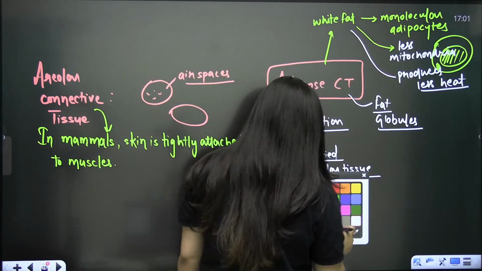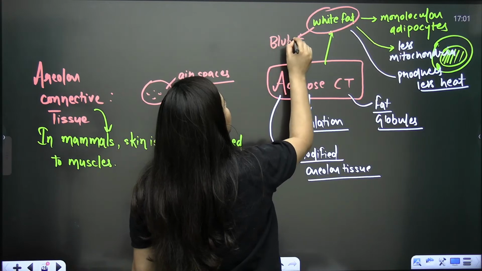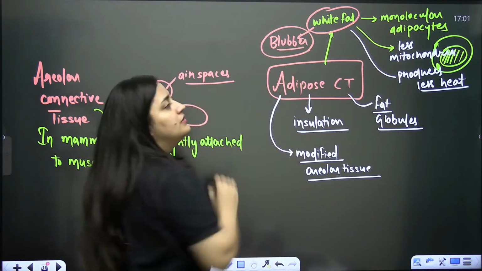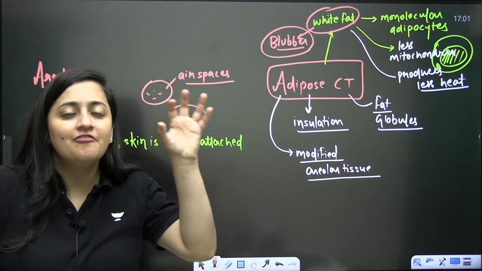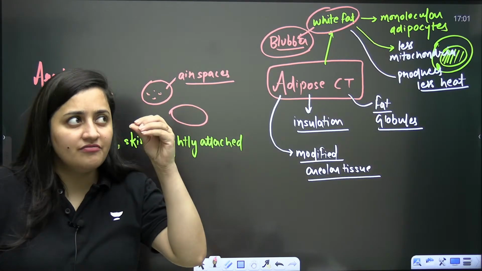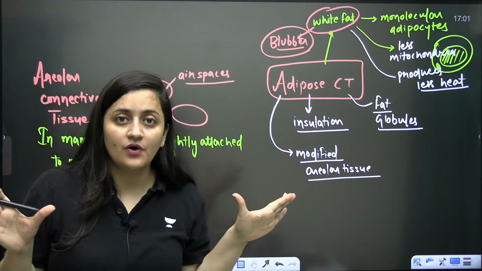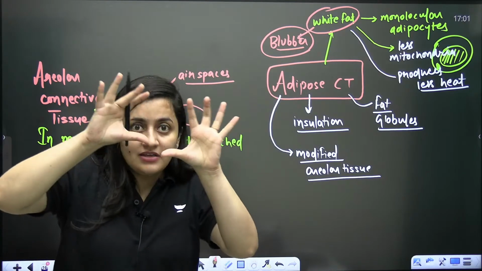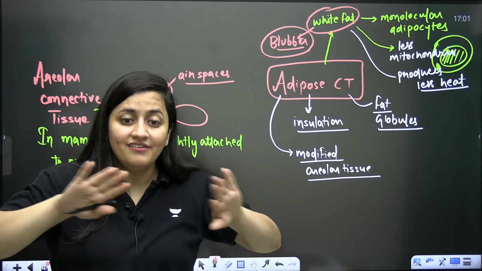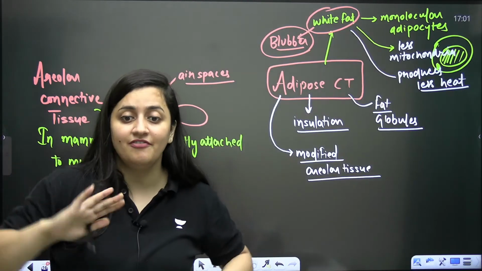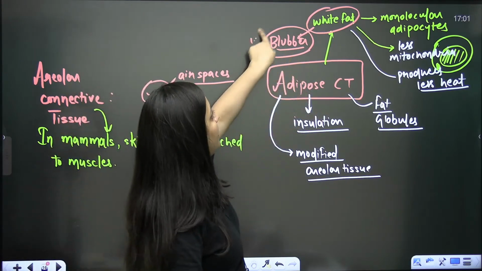In white fat you have the example of blubber as well. Do you know blubber? It's a thick fat layer which is covering the seal. I hope you have seen the seal. It is an aquatic organism. Seal is very fat, even though it always swims. There is a thick fatty layer covering that seal. That is basically the blubber.